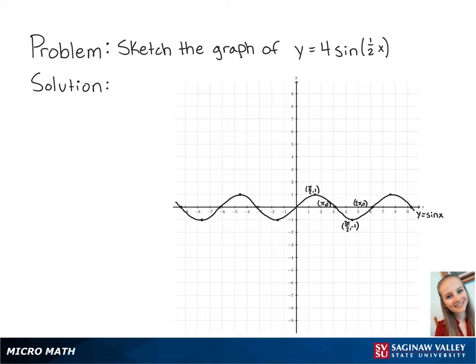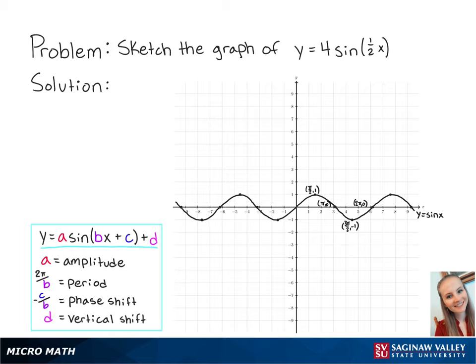For this problem, we're going to sketch the graph of y equals 4 times sine of 1/2 x. Here we have the standard form of a sine equation. For this problem, the amplitude is equal to 4, and the period is equal to 2 pi over 1/2, which is equal to 4 pi.